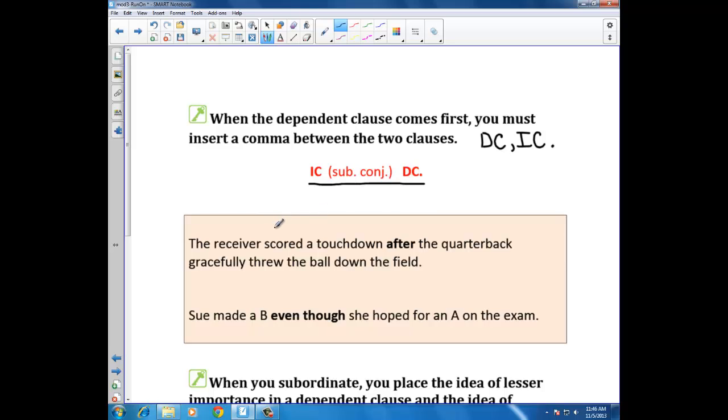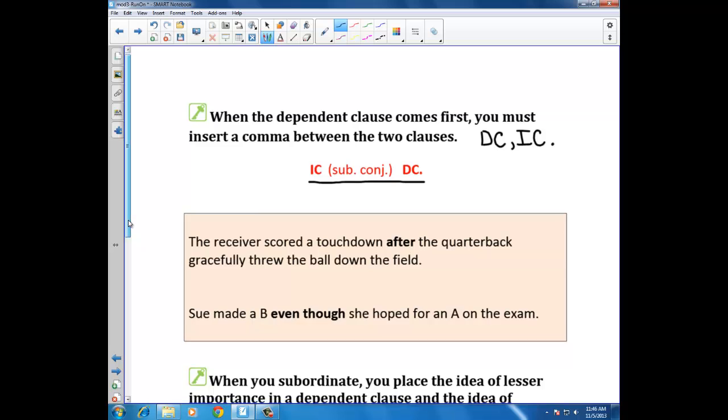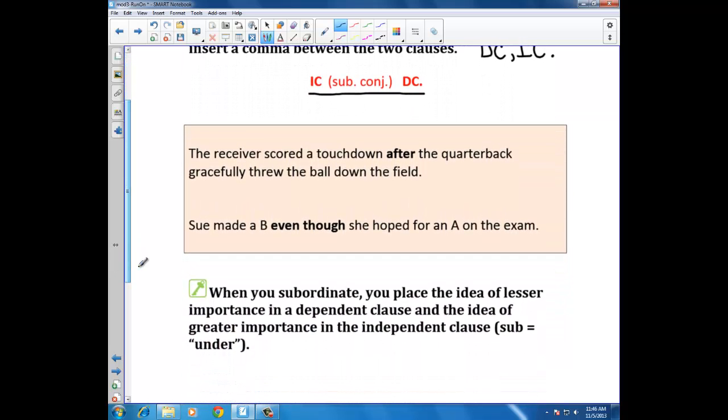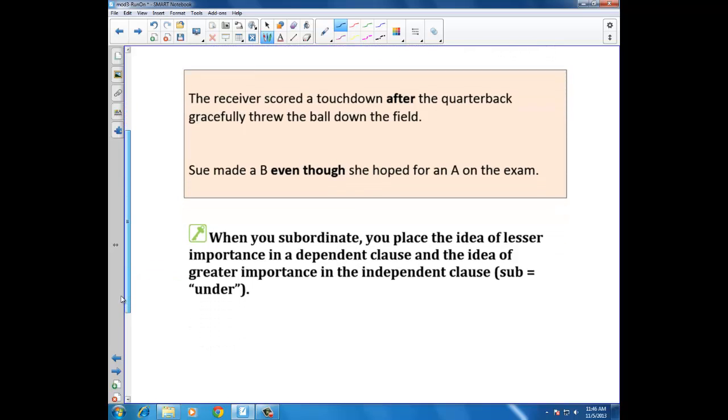The receiver scored a touchdown after the quarterback gracefully threw the ball down the field. Sue made a B, even though she had hoped for an A on her exam. When you subordinate, you're placing the idea of lesser importance, sub means under, in a dependent clause, and the idea of greater importance in the independent clause.